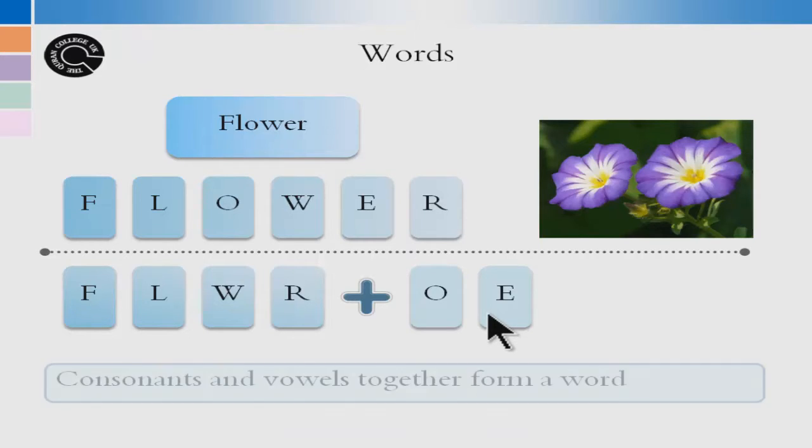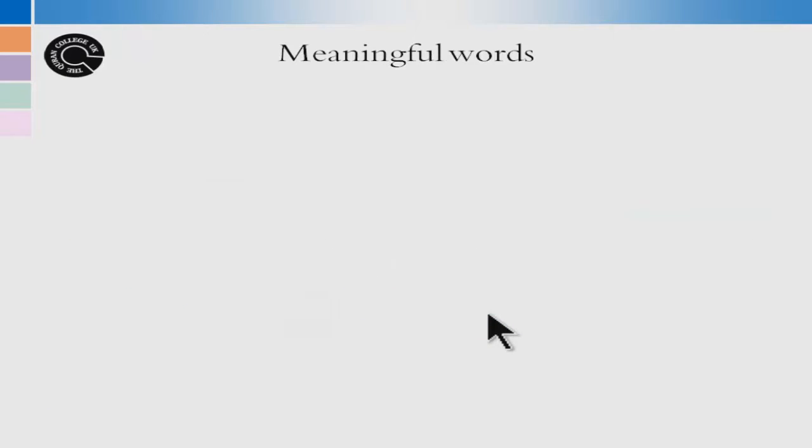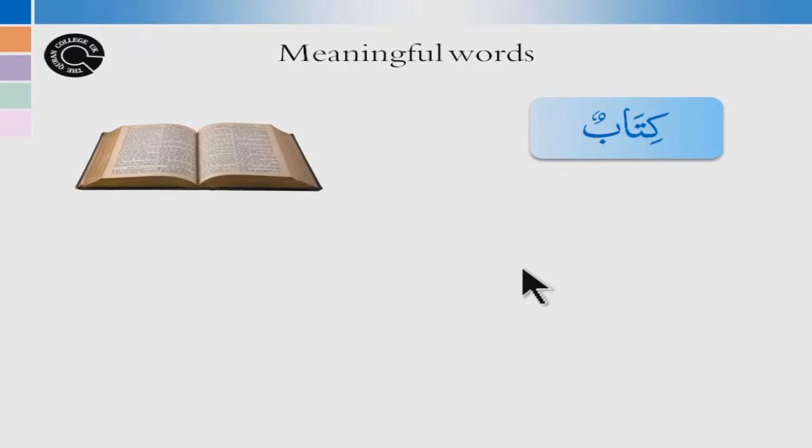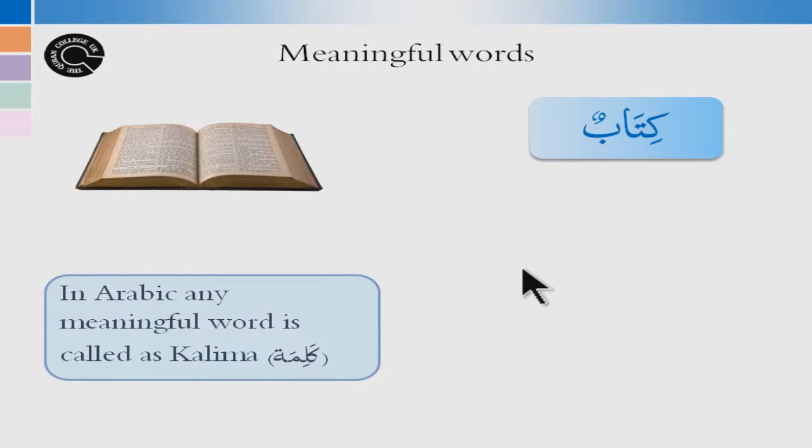Now let's see how the Arabic alphabets behave. When Arabic alphabets come together, they also form words. Let's take an example: kitabun. A word in Arabic is called a kalima, and that means it is only a meaningful word. In chat we use lol, L-O-L, which doesn't mean anything, but we still hear it a lot. So that is not a kalima in Arabic. A kalima is only those words which have a meaning.